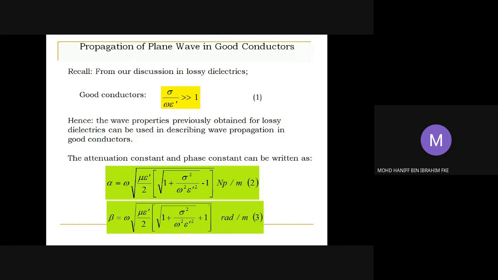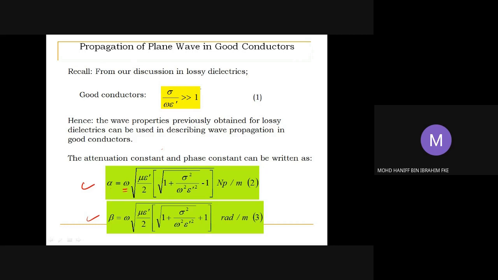We have learned previously the alpha and beta. This is the equation for the alpha and beta that we have learned in lecture 24, where the alpha and beta are determined by the omega, which is the frequency of the wave, the mu, permeability, epsilon, the permittivity, and also the sigma, which is the conductivity of the medium.